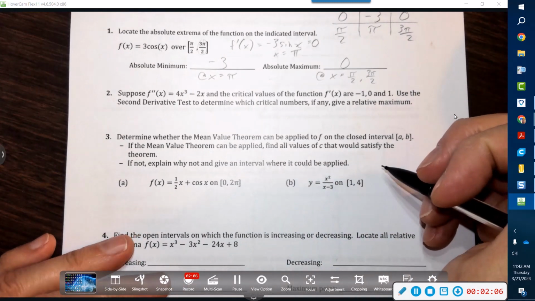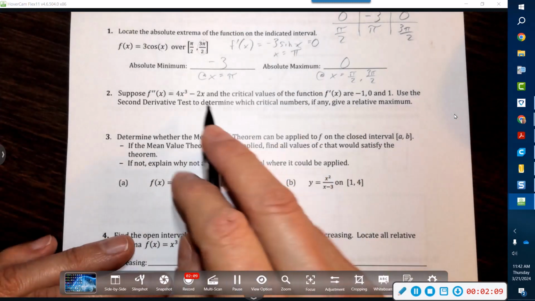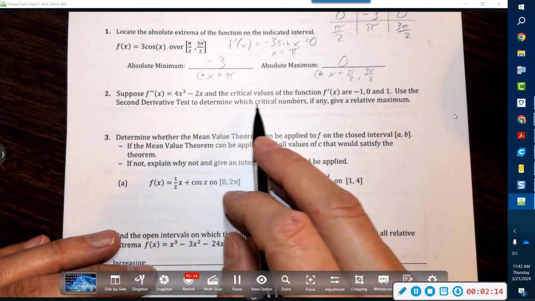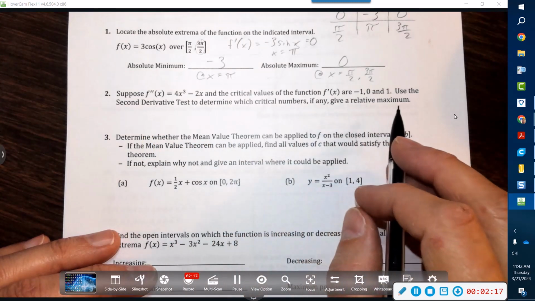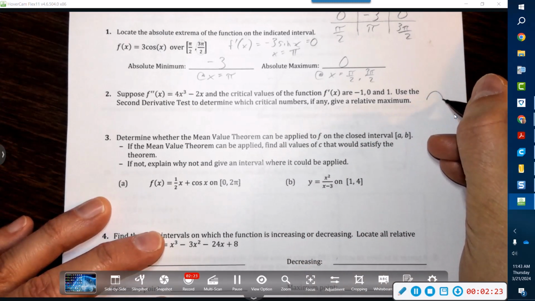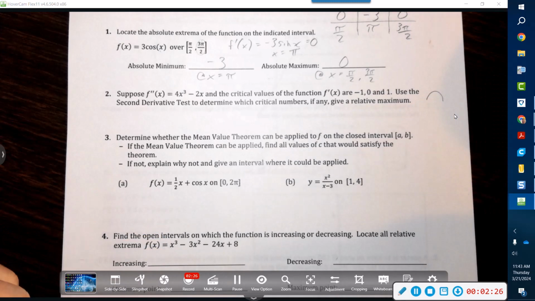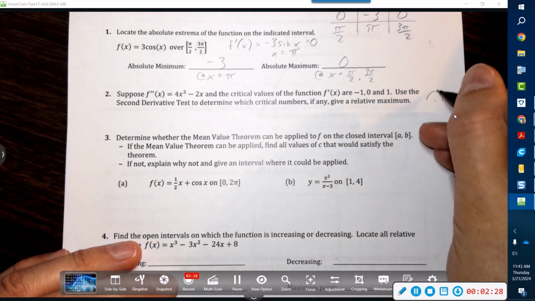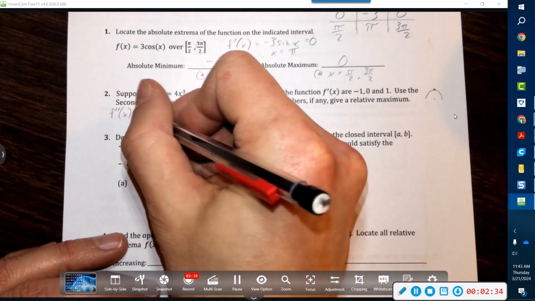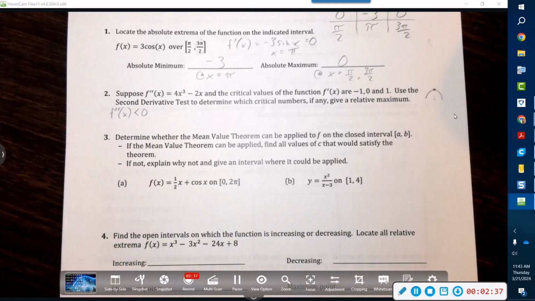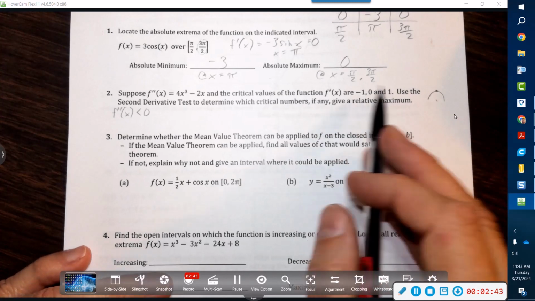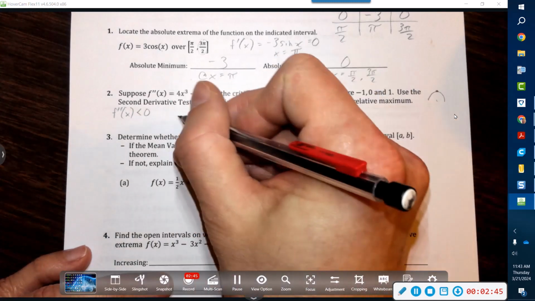Okay, so now we are in a spot where we have the second derivative and the critical values are here. So we want to use the second derivative test to determine which critical numbers, if any, give a relative max. Relative maxes happen when things are concave down. So in order for concave down to happen, because the max happens right there, we want the second derivative to be less than 0. We need it negative. So since they already figured out where our critical values are for us, we just plug these three numbers into here to actually see what we get.